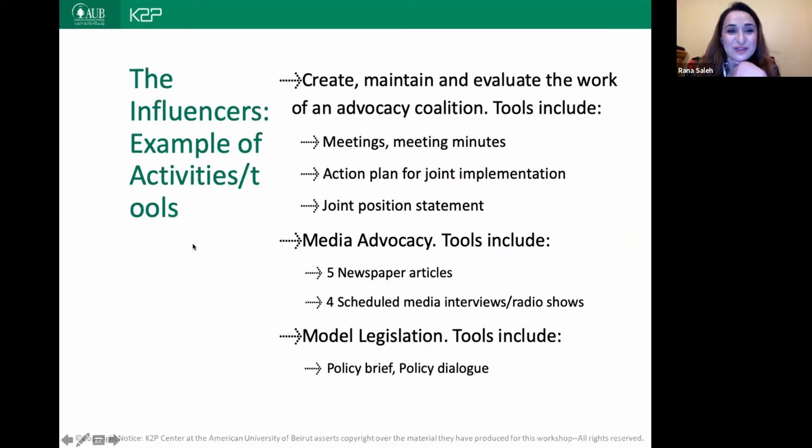As for the influencers, we wanted to work with them together on the policy. So they were engaged with us in the development of the policy brief from the beginning, where they provided their feedback on the outline of it. And then they were engaged together with us also at the level of the dialogue. We also had a lot of lobbying and meetings with those stakeholders to discuss a joint implementation plan, and we had some media advocacy in order to incentivize them to continue to work with us.